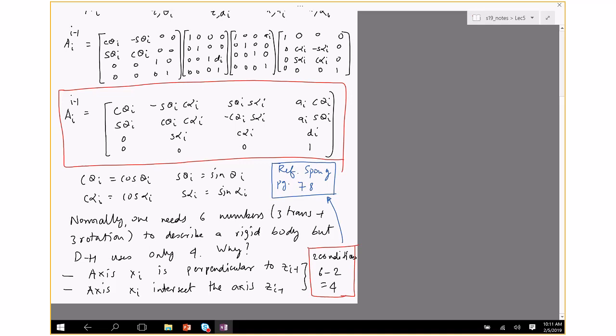Yeah, so what's the difference actually between the 2 conditions? I mean, x i is perpendicular to z i. That means it has to intersect. No. So it's perpendicular and intersects. If the axes are skew, then they don't intersect. So they are 2 different things.